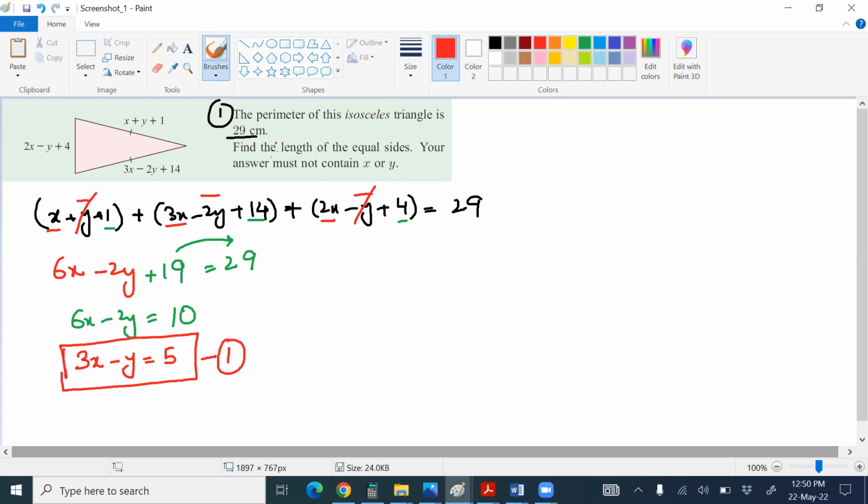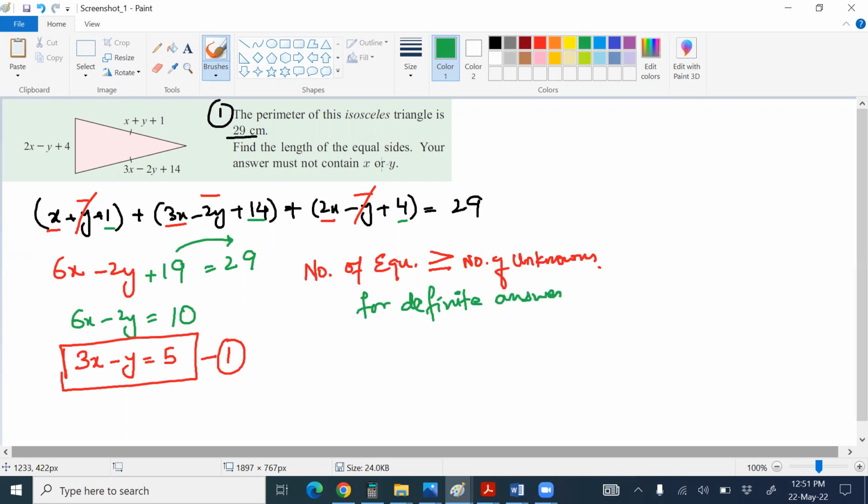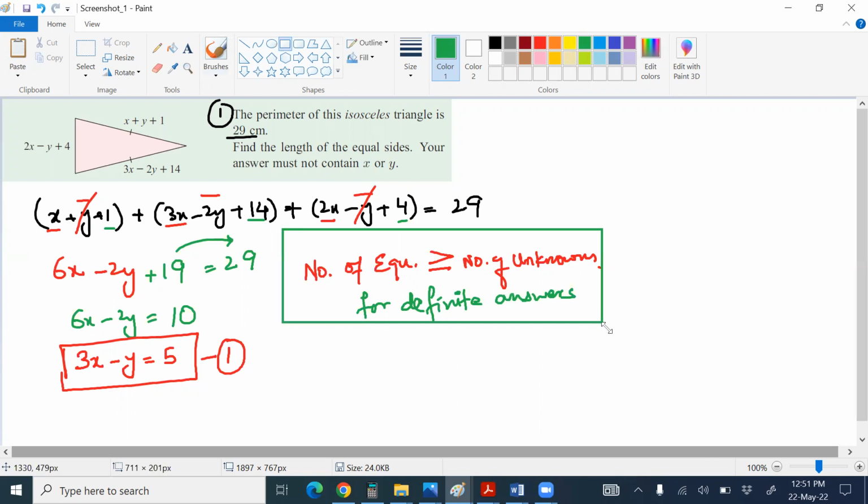Now remember, whatever number of unknowns we are including in our solution, we need to have at least that many equations. You may make a note of this. Number of equations should be either equal to or otherwise greater than the number of unknowns for finding particular answer. For a definite answer of the unknowns, you need at least that many equations as the number of variables.